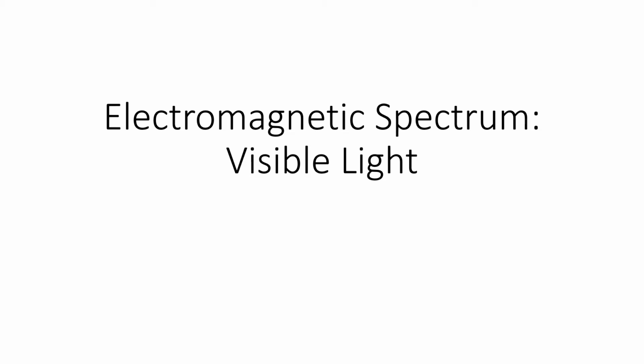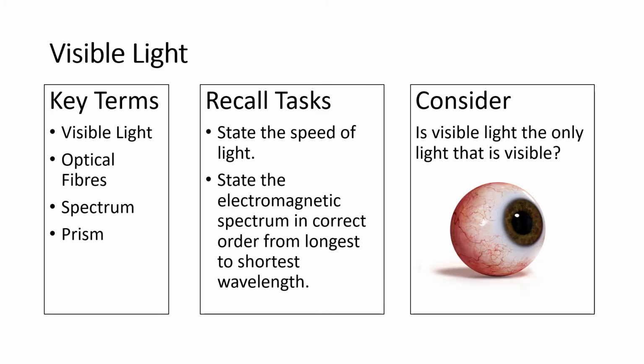This lesson is part of several lessons on the electromagnetic spectrum, and the title of this lesson is Visible Light. So the key terms we have today are visible light, optical fibers or fiber optics, spectrum, and prism.